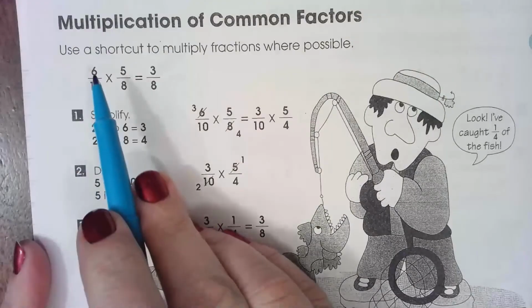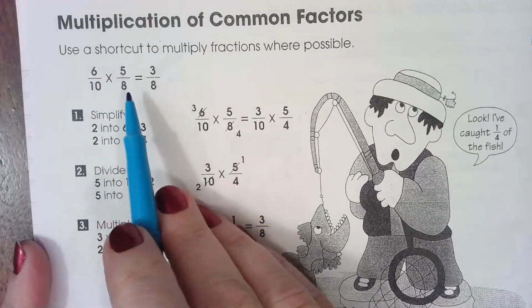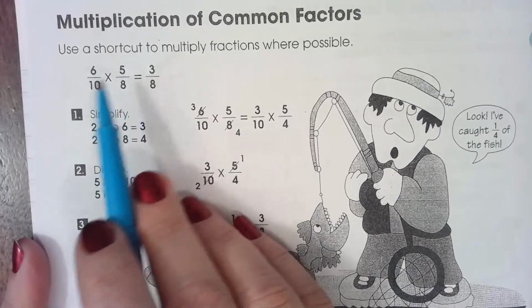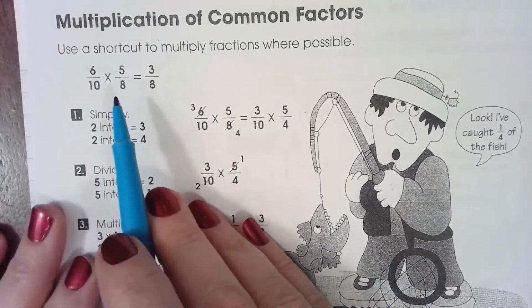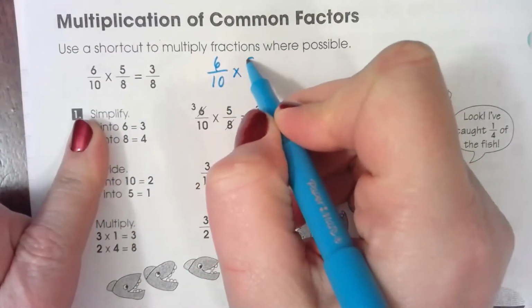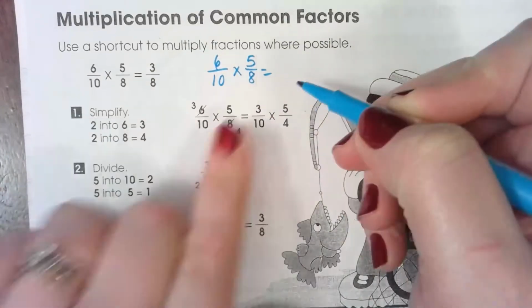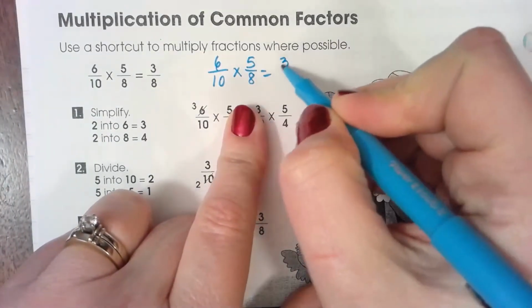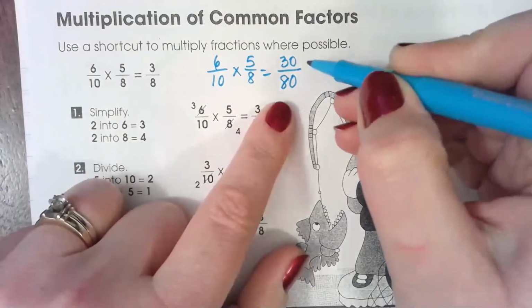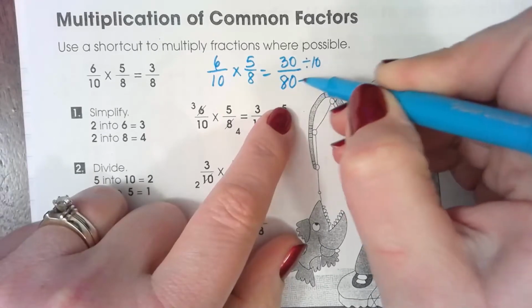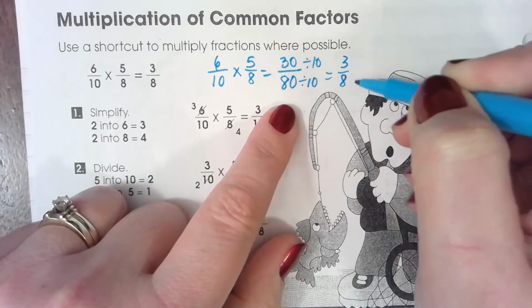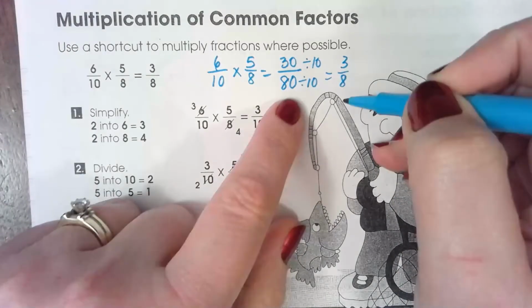And it says if you have something like 6/10 times 5/8, well, I can multiply across. I could do 6 times 5 is 30, and 10 times 8 is 80, right? That's what we just worked on. 6 times 5 is 30. 10 times 8 is 80. Now, I could divide them both by a 10, right? To simplify. And I get 3/8. No problem. That's easy enough.